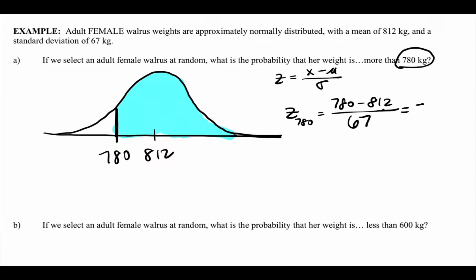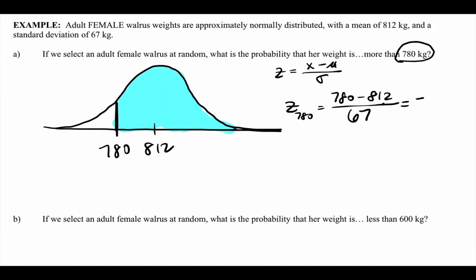This is the only time we're going to go 2 decimals. Every other time we're going to go 3. I'll explain why in a second. But only 2 decimals. So negative 0.48. Most of the time, every other time, we're going to go 3. The reason we only go 2 is because of our tables.